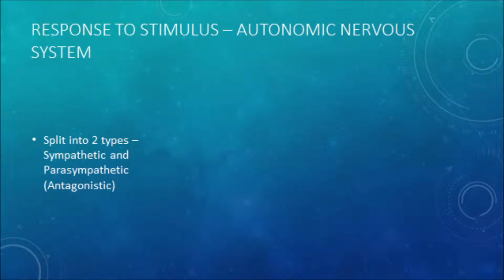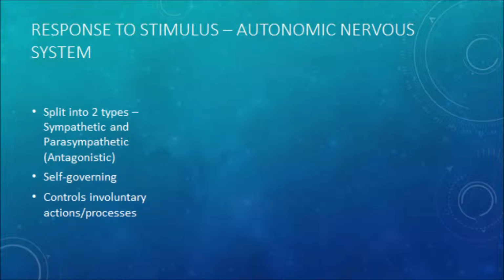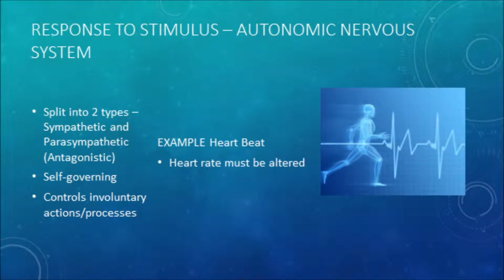As mentioned before, the autonomic nervous system has two divisions which are antagonistic. They work against each other, doing opposite things. It is self-governing and controls many of the involuntary processes in the body, such as heart rate. Heart rate is something that must be constantly altered so that blood flows around our bodies accordingly.